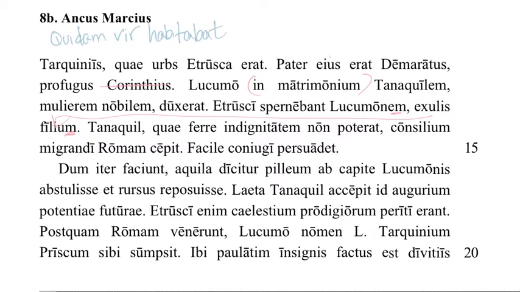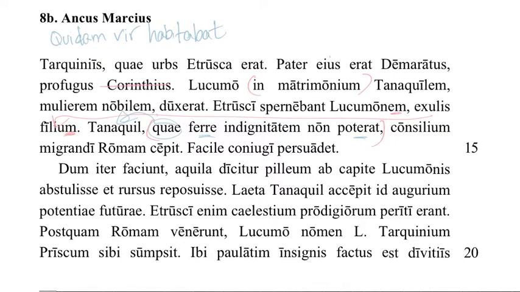Tanaquil, quae fere indignatem non poterat, consilium migrandi Romam capit. Okay, talking about the wife, Tanaquil, relative clause, quae fere down to here. Why is fere infinitive? Because poterat takes an infinitive, so fere is a complementary infinitive. Fere poterat, and indignitatem, of course, is the direct object of this verb. Relative clause talking about Tanaquil. Quae goes to her, and then here's the rest of the sentence.